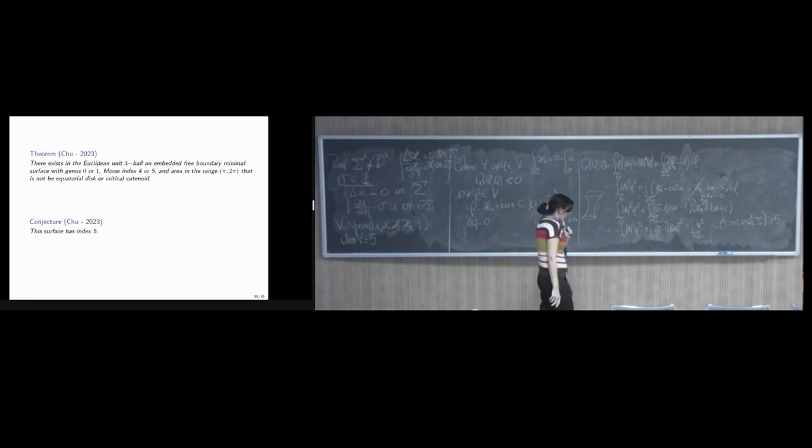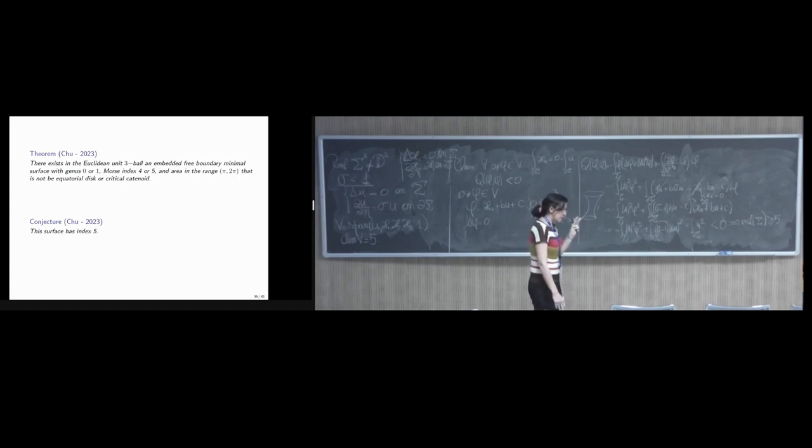So a few months ago, I don't know if this is the right pronunciation, sorry, he provided this result: that in the Euclidean three-ball, the free boundary minimal surface with genus 0 or 1, and the index of this surface is 4 or 5, and the area of this surface lies in this interval, and this surface is not the equatorial disk or the critical catenoid.